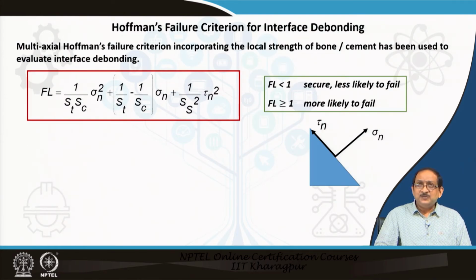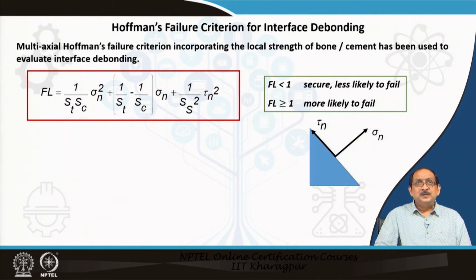So, the Hoffman's failure criteria was very useful in evaluating interface debonding in implant bone structures. The multiaxial Hoffman's failure criteria incorporates the local bone or other materials like cement strength.